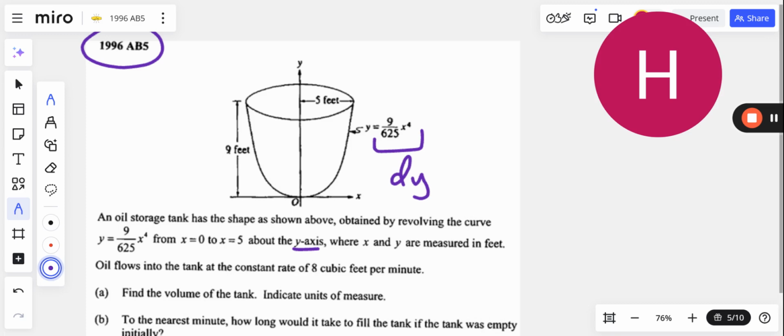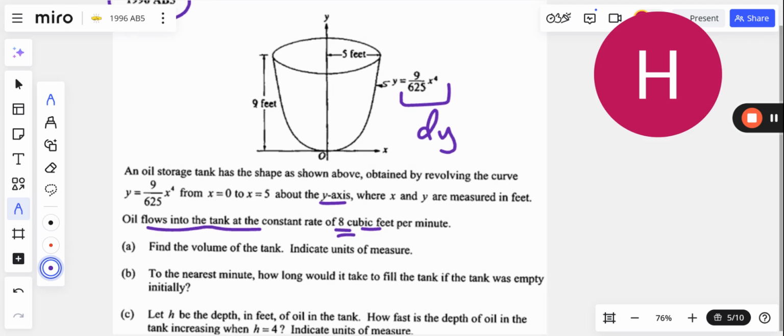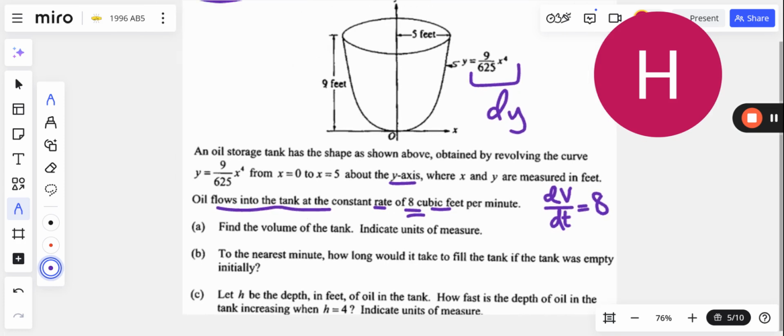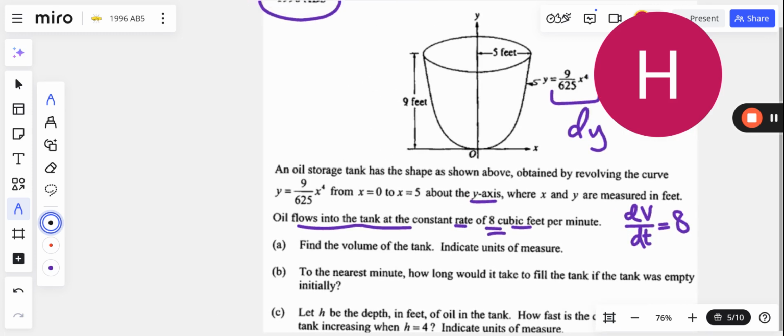Okay, x and y measured in feet. Great. Oil flows into the tank at the constant rate of 8 cubic feet per minute. So cubic feet is a measurement of volume, but it's a rate. So this is the change in volume, dV, over time, dt. And they're telling us that it is 8. It's almost like saying gallons per minute, but cubic feet is just a different measurement for volume. Okay. Find the volume of the tank. Indicate units of measure. Okay, so for this, we definitely need to take an integral.